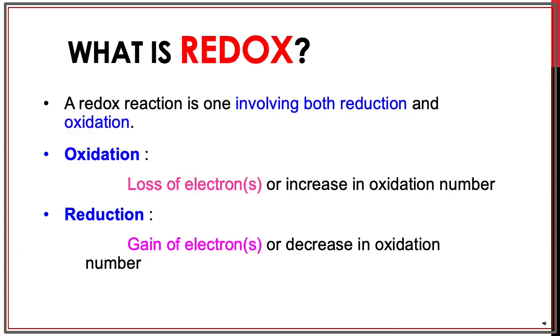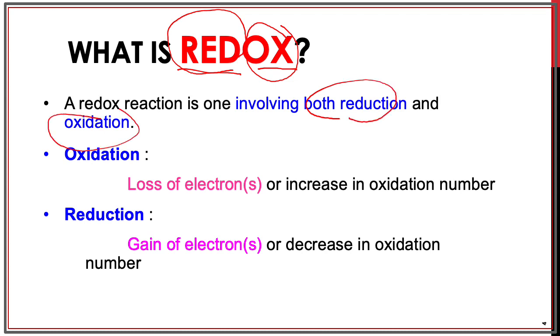So what is a redox reaction? Redox actually comes from the term reduction and then oxidation, so the short form is redox. A redox reaction is a reduction and oxidation reaction. It is one involving both reduction and oxidation processes, and it occurs simultaneously. There must be both reduction and oxidation processes.